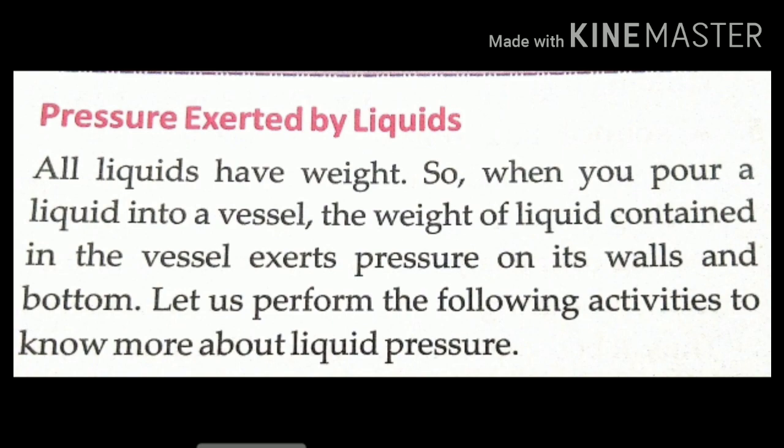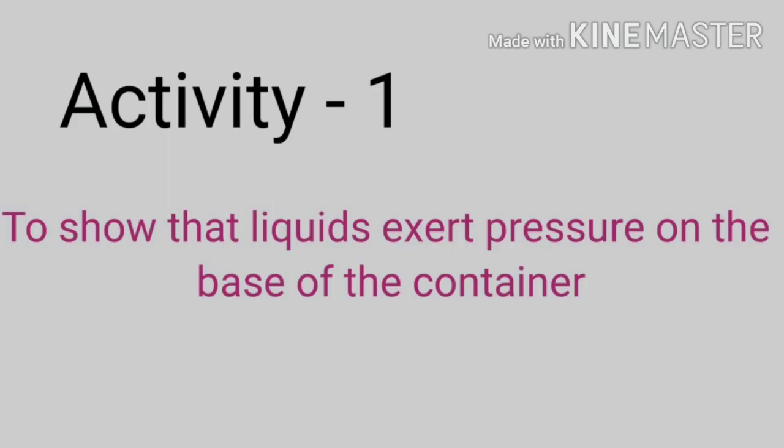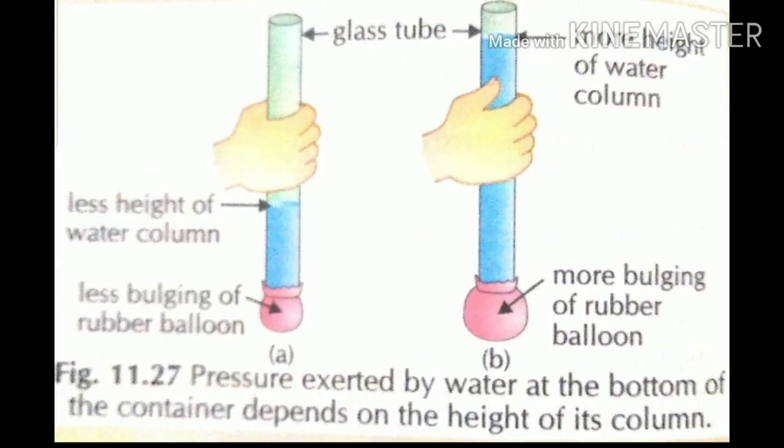Let's perform some activities to show you about liquid pressure. In the first activity, we will see that liquids exert pressure on the base of the container. Now what you have to do: take a transparent glass tube, open at both ends. To one end of the tube, tie a rubber balloon with the help of a thread. Now, hold the tube in a vertical position and pour some water into it. You observe that the rubber balloon bulges out.